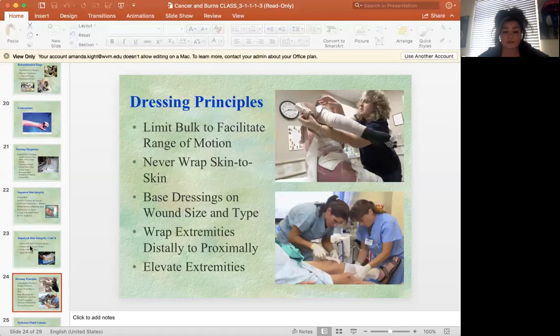Dressing principles. I think we pretty much already have gone over this. The only thing on here that is probably the most important, and this is going to be another question, is never wrap skin to skin. So we're not going to take, let's say, our material that we're going to wrap onto a patient. We're going to put a barrier, basically. Like gauze or something. Why a barrier when wrapping burns? So that's going to be another question.